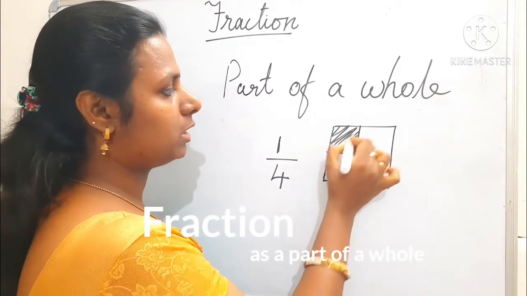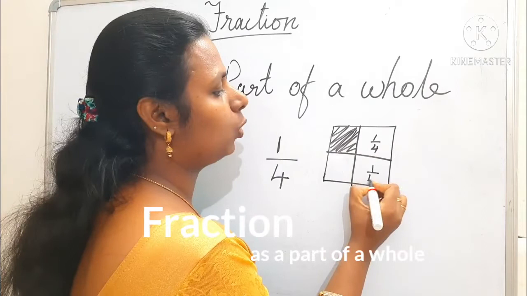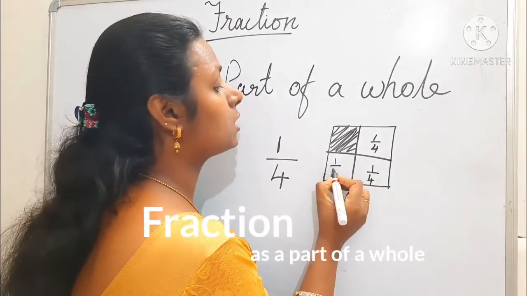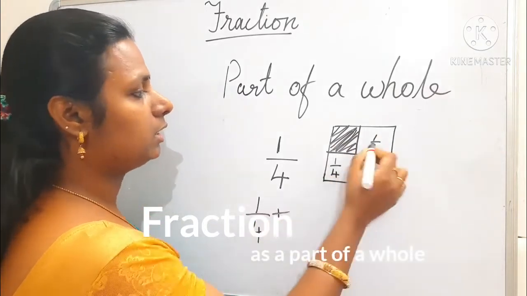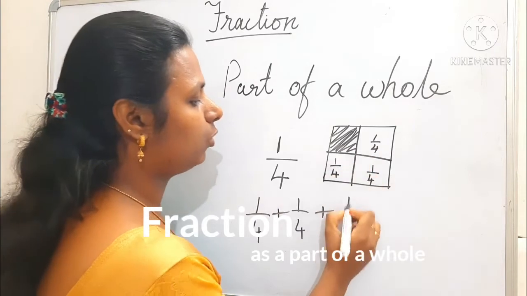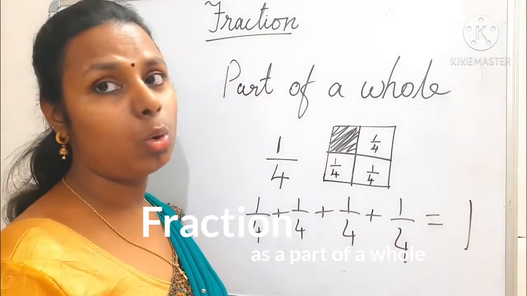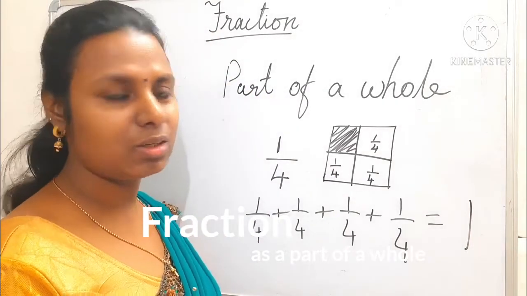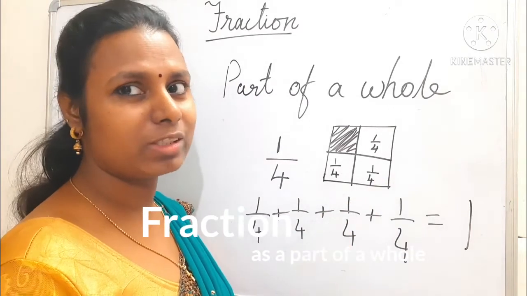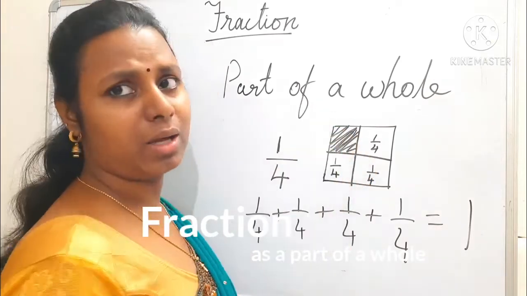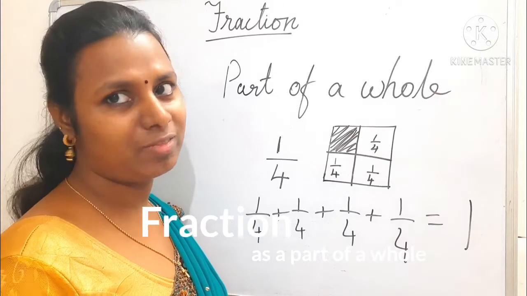This part we say 1/4. And this part alone we say 1/4. And this part alone we say 1/4. All 1/4, 1/4, 1/4 together make the whole 1 square. Isn't it? Part of the whole is a fraction. So here I have taken 1 part. So this is 1/4. 1/4 is the fraction.